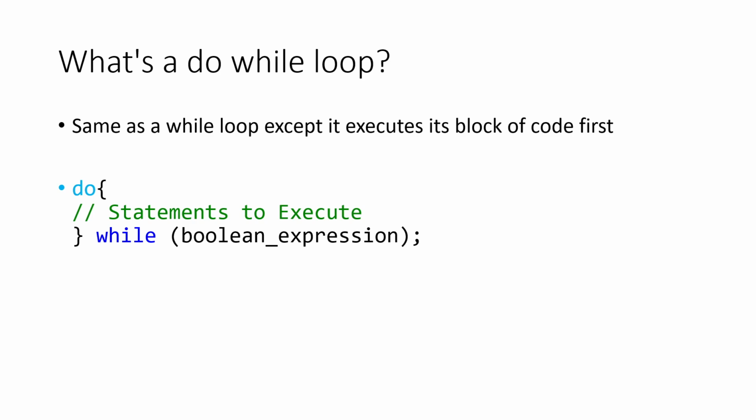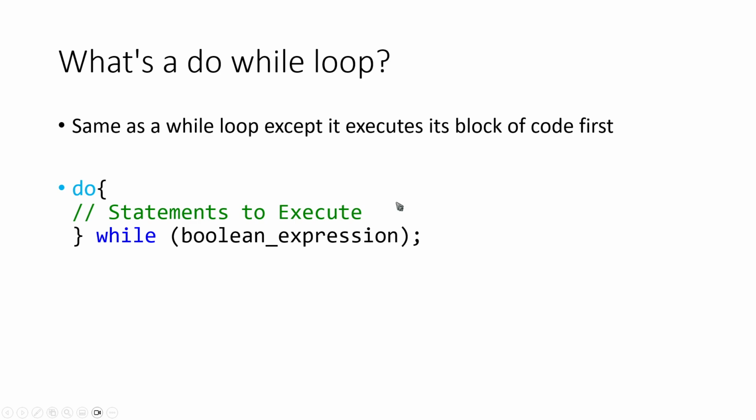We start with the keyword do. Then we have these braces, and then we have a following block of code that we wish to execute. And finally we have an expression where we check to see if we want to continue executing the statement in this block of code here.